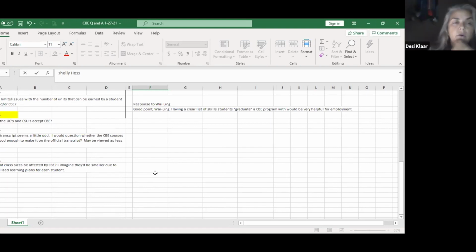Are there limits or issues with the number of units that a student can earn for CBE? And then also, how are class sizes affected, since there's going to be more individualized learning going on? So we could kind of merge those two. Hopefully there's an answer or some guidelines. I think I remember you guys talking about something with this. To my knowledge, there's no limit to the number of units that people are talking about. Co-presenters, does anyone remember any unit restrictions? I didn't see any unit restrictions for competency-based education, no.